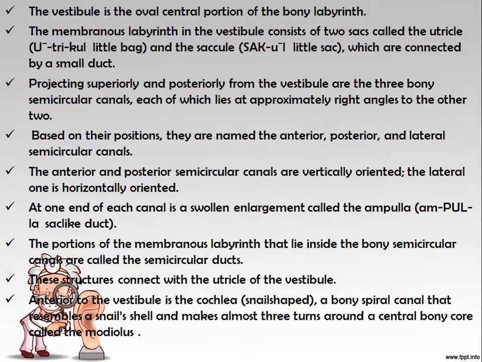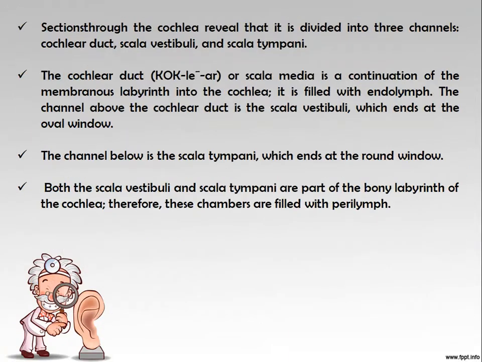Anterior to the vestibule is the cochlea, which is snail-shaped, a bony spiral canal that resembles a snail's shell and makes almost 3 turns around a central bony core, which is called the modiolus.